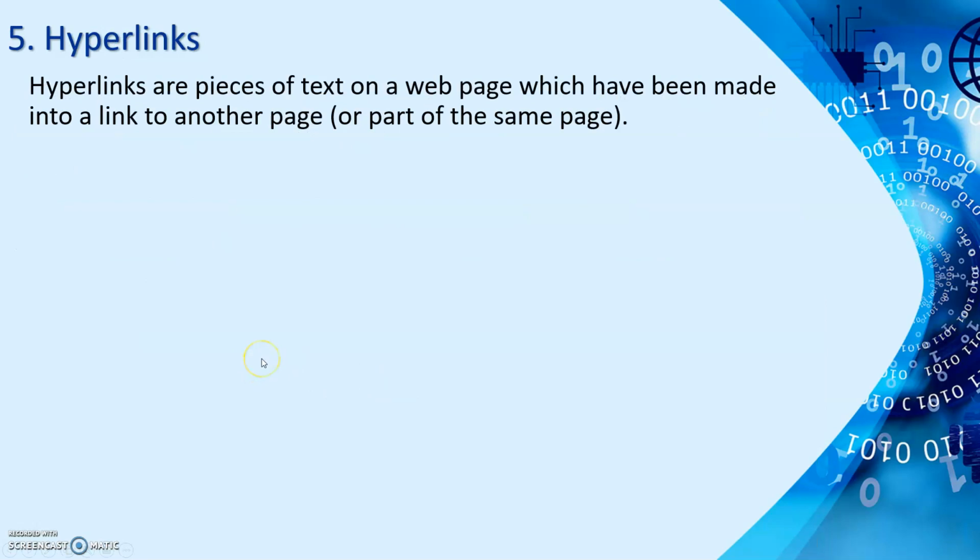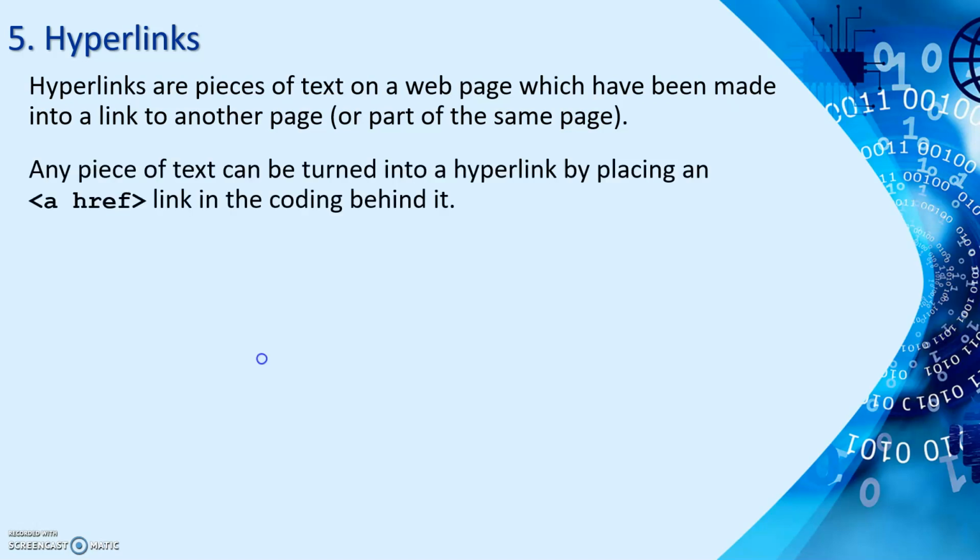Then we've got hyperlinks. Now you know what a hyperlink is, a piece of text on a web page which has been made into a link to another page, or it could actually be made into a link to another part of the same page. If you've got a big long web page with lots of scrolling, sometimes you could have a kind of contents almost at the top of the page, and you could click on that and it would make you jump to another part of the same page. So that would still be a hyperlink.